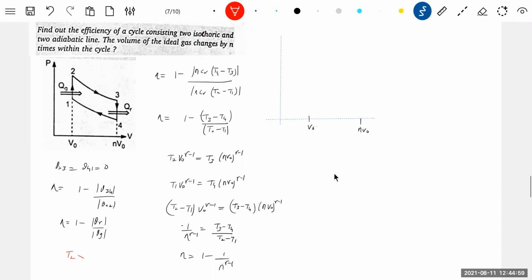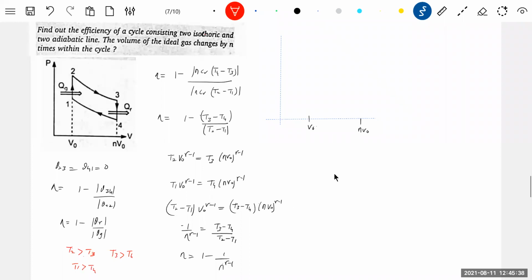T2 greater than T3, no doubt. Because in adiabatic expansion, work done positive means internal energy decreases. So T2 should be greater than T3. Then in isochoric cooling, pressure decreases, temperature should decrease. So therefore here I have T3 greater than T4. Adiabatic compression, work done negative, internal energy should increase. So T1 greater than T4.